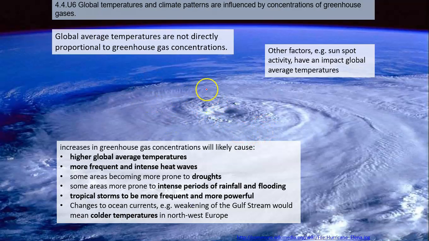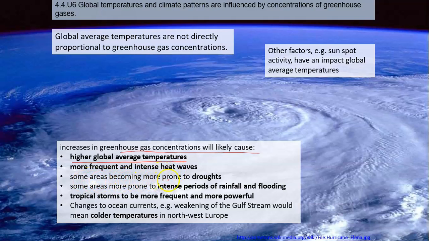Well, the global average temperatures are not directly proportional to greenhouse gas concentrations, because other factors such as sunspot activity also have an impact on global average temperatures. But anyway, we can say that the increase in greenhouse gas concentrations likely causes higher global average temperature, that's for sure, and more frequent and intense heat waves. These are some effects that you can remember or learn.